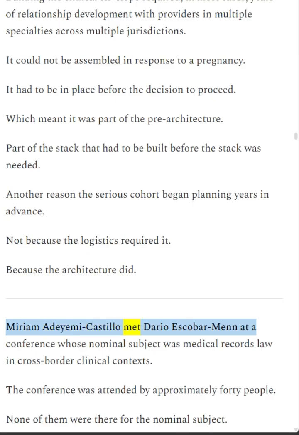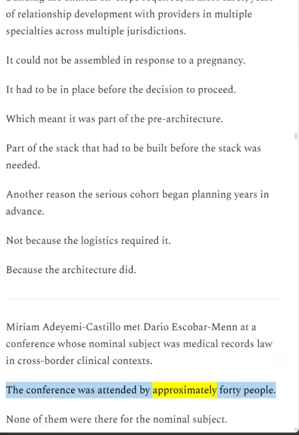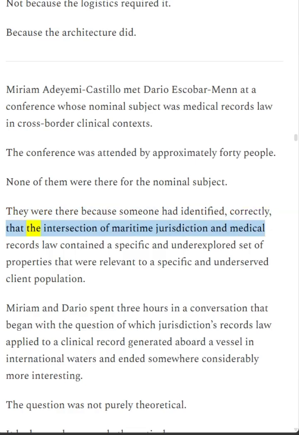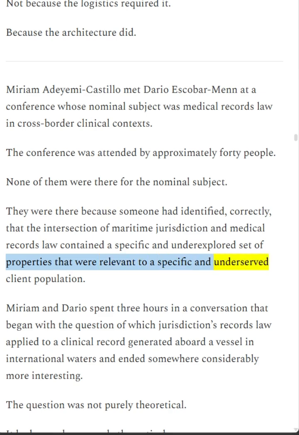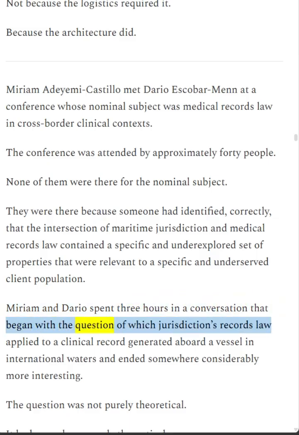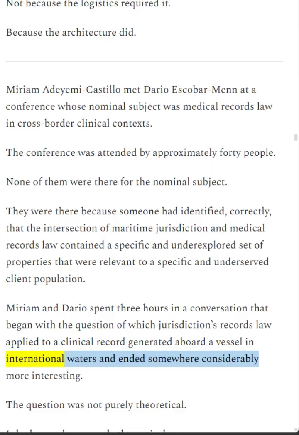Miriam Adeyemi Castillo met Dario Escobar-Men at a conference whose nominal subject was medical records law in cross-border clinical contexts. The conference was attended by approximately 40 people. None of them were there for the nominal subject. They were there because someone had identified, correctly, that the intersection of maritime jurisdiction and medical records law contained a specific and underexplored set of properties that were relevant to a specific and underserved client population. Miriam and Dario spent 3 hours in a conversation that began with the question of which jurisdiction's records law applied to a clinical record generated aboard a vessel in international waters, and ended somewhere considerably more interesting.